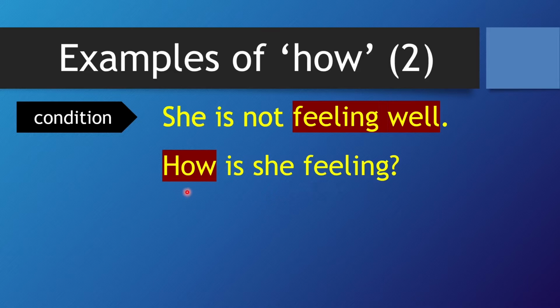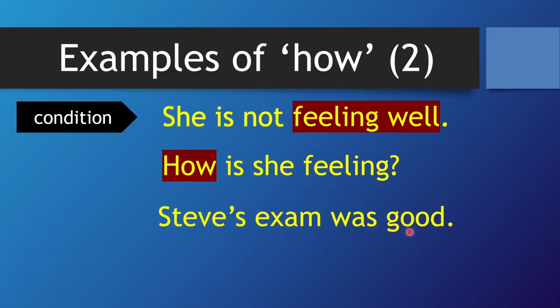In the beginning, there will be how, and is is given. Is is working as the be verb or auxiliary verb here. And the subject is she. We will write she after the auxiliary verb. And the verb given was feeling. We will write feeling because this is a continuous tense. So how is she feeling?